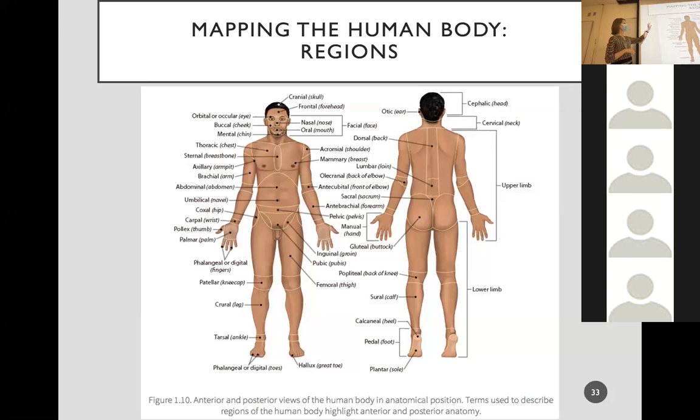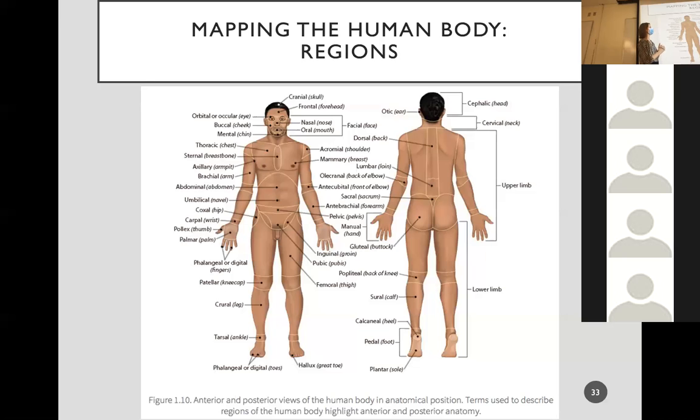Some of them are really easy, some not. So cranial, that's pretty easy. That's kind of the skull head area. And then frontal, the frontal region is the forehead. So the frontal bone, you'll learn that eventually, is the forehead bone. Orbital or ocular, those are kind of used interchangeably for the eye. Buccal is cheek, B-U-C-C-A-L, the buccal area. Nasal, nose, that's easy. Oral, mouth, those are two really easy ones.